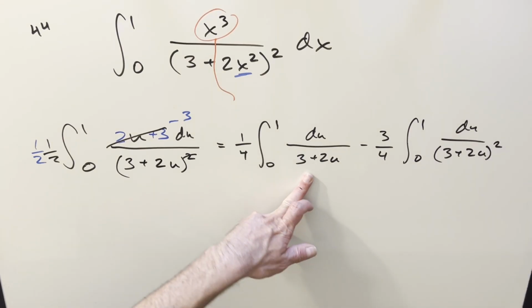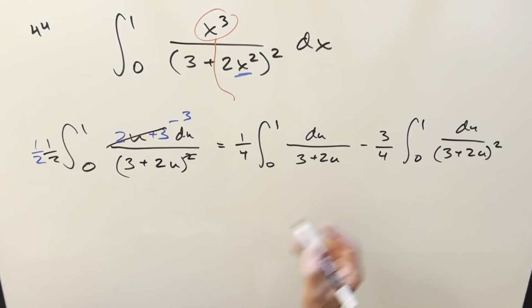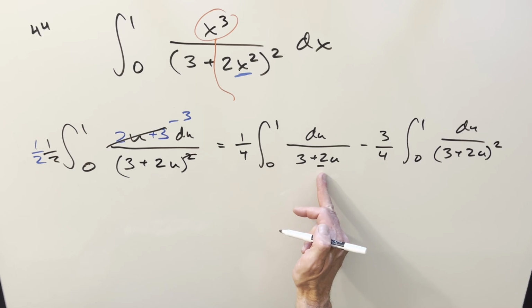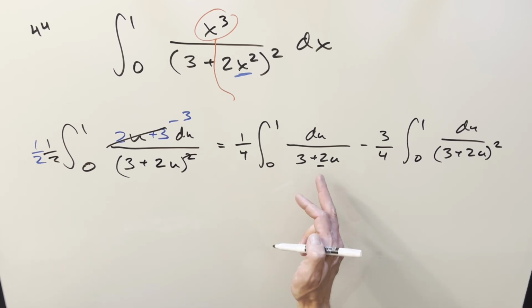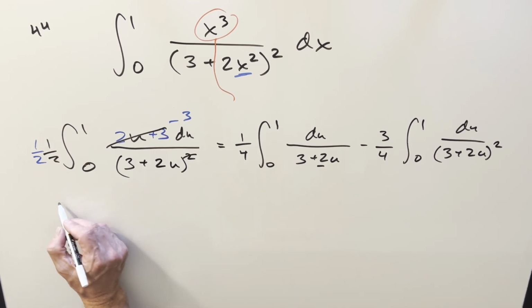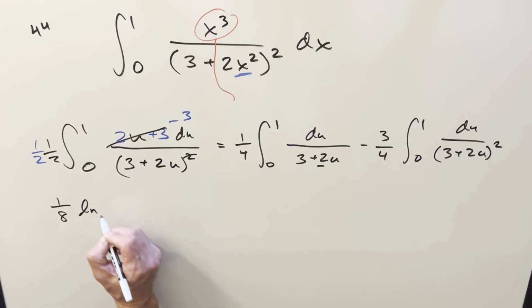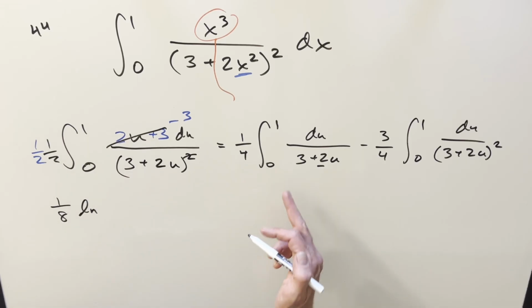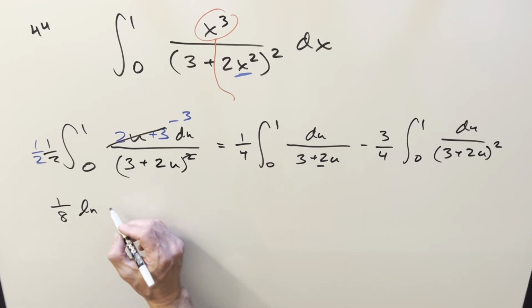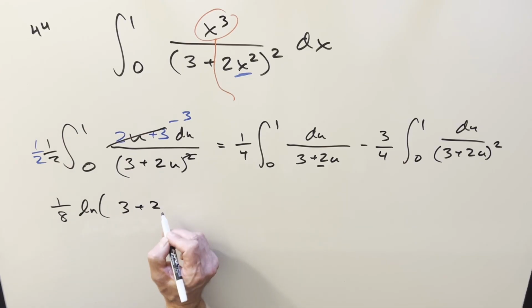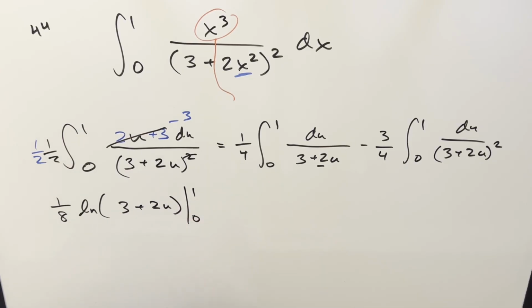Now this first one's going to be real easy. That's just going to be natural log. We just need to have another 2 pop out when we do it for that. So a half is going to come out times a fourth, and we're going to end up with 1/8 natural log of this thing. The absolute value I'm going to drop because we're always positive. So we just have 3 plus 2u, all from 0 to 1.